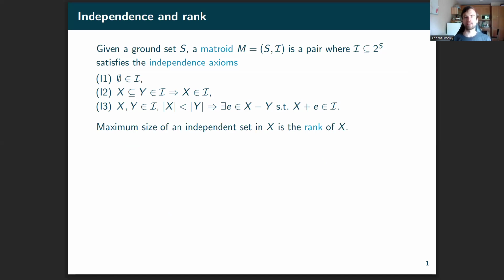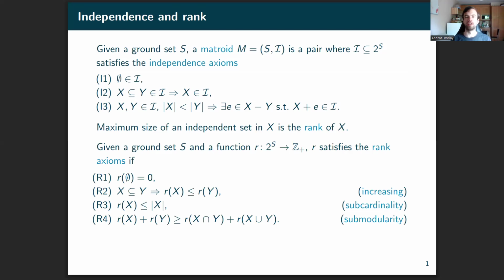It can be proved from the axioms that if we take any subset X of the ground set, then all inclusion-wise maximal independent sets have the same cardinality. We call this the rank of X, and with this we can define the rank function, which assigns to every subset of the ground set a non-negative integer, and it can be proved that it satisfies the so-called rank axioms. That is, it takes 0 on the empty set, it is monotone, subcardinal, and most importantly, it is submodular. We will need this submodular inequality later. It says that if we take any two subsets, X and Y, then this inequality holds.